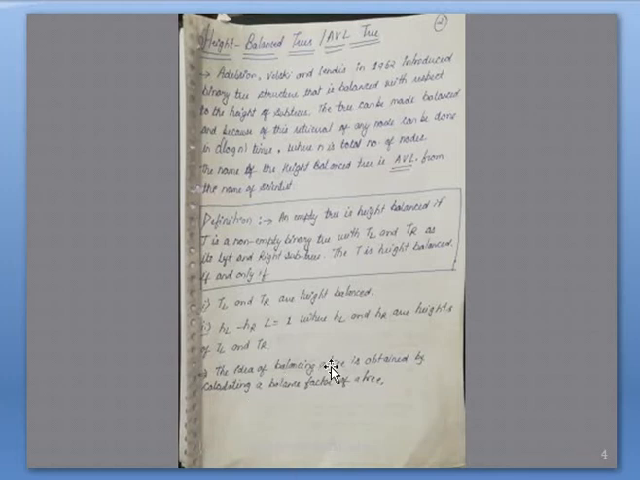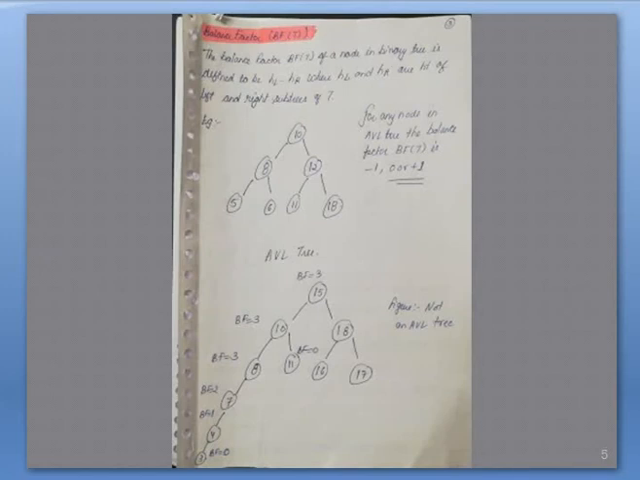So the idea of balancing a tree is obtained by calculating a balancing factor of a tree. Now let us see what is a balancing factor. The balancing factor of a node in a binary tree is defined to be the height of the left subtree minus the height of the right subtree. So let us consider this example: 10, 8, 12, 5, 6, 11, 18. For any node in the AVL tree, the balance factor should be minus 1, 0 or plus 1.